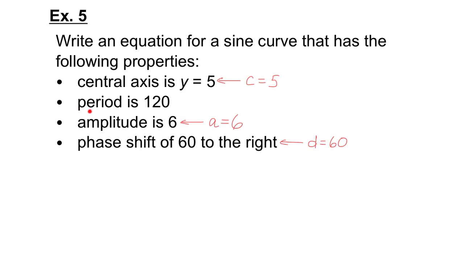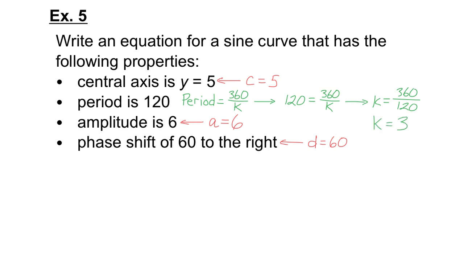Now let's go back to this period. Remember earlier I said the period is equal to 360 divided by K. Well, I know the period is 120, so that means 120 is equal to 360 divided by K. Well, if that's true, then K would equal 360 divided by 120, in which case K is equal to 3.